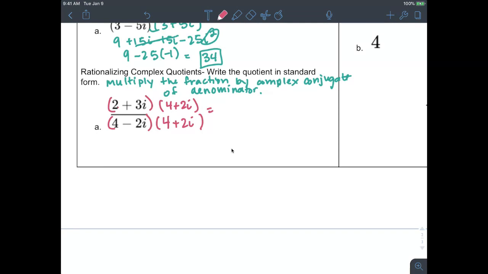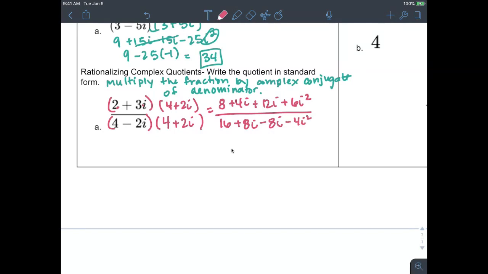So I get 2 times 4 is 8. 2 times 2i is plus 4i. 3i times 4 is plus 12i. 3i times 2i is plus 6i squared. On the bottom, we get 4 times 4 is 16. 4 times 2i is plus 8i. Negative 2i times 4 is negative 8i. And negative 2i times 2i is minus 4i squared.